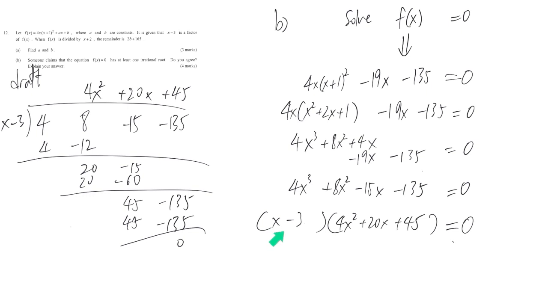Since it's given that this must be a factor, if you find that there is some remainder, that means you have to recalculate it. Maybe there is some mistake you have made. But if you can't find the mistake, just keep your answer in this format and simply write some rubbish here in order to show your marker that you know how to solve this one, you just made some careless mistake. So continue. X minus 3 equals 0, or 4x squared plus 20x plus 45 equals 0. So one of the roots of this equation is 3. But we need to show whether there are any irrational roots here. So we have to continue this part.